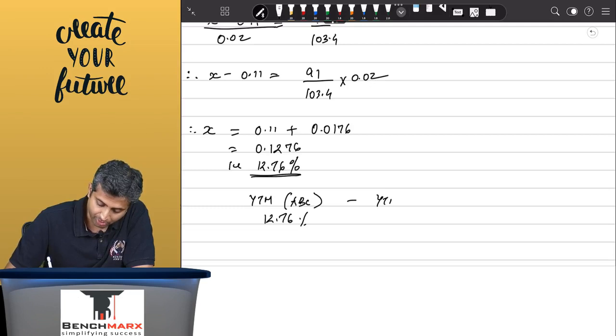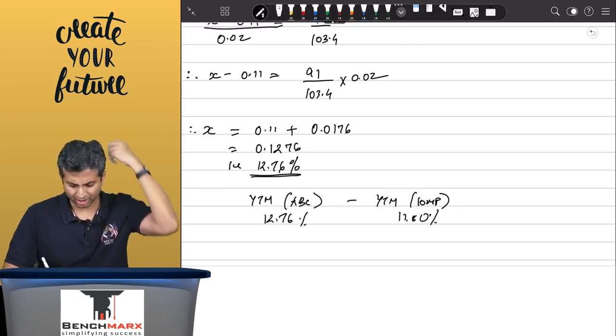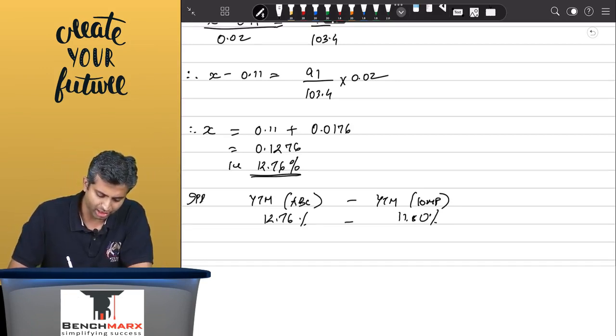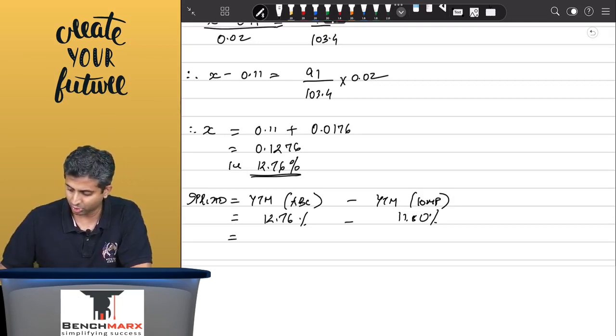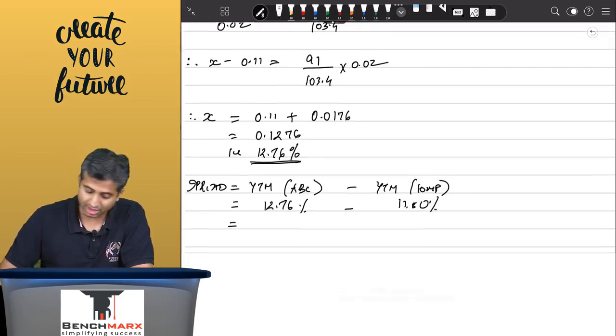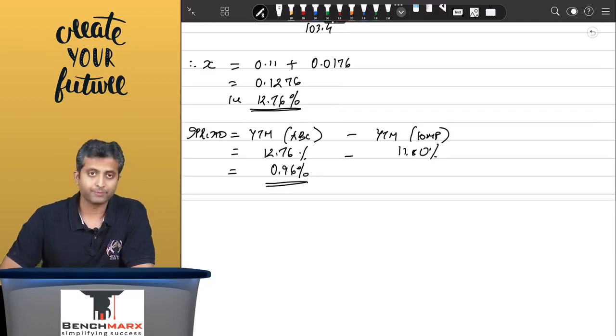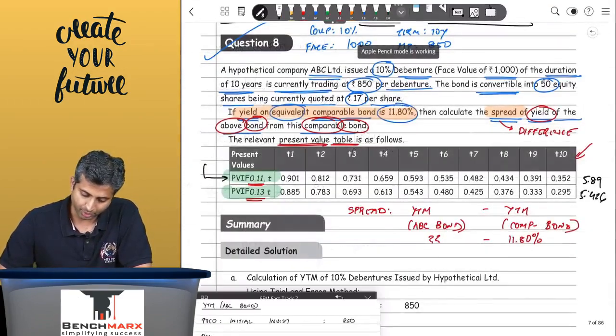However, the YTM on a comparable bond is basically 11.8. Ideally, they should be the same. If they are different, maybe you can investigate the reasons. In practice here, they have not asked you, neither have they given you the data. So if I want to find the spread between the two, that is 12.76 minus 11.8, and hence this comes to approximately 0.96%. This will be the spread in case of question number 8.